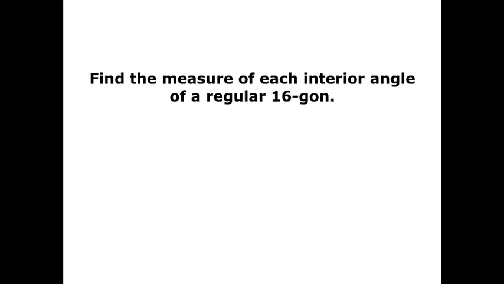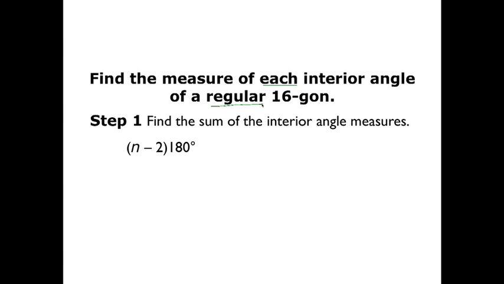All right. Little different question here, so I want to highlight just a couple of points. The first is that you're trying to find the measure of each interior angle for a regular 16-gon. So in order to do that, I need to first know what all the angles in a regular 16-gon actually sum up to. So I want to start there by finding the sum. I'm still going to use my n minus 2 times 180 formula. Plugging in the 16 for n gives me that the sum of the interior angles for my 16-gon is 2,520. Now here's the trick.